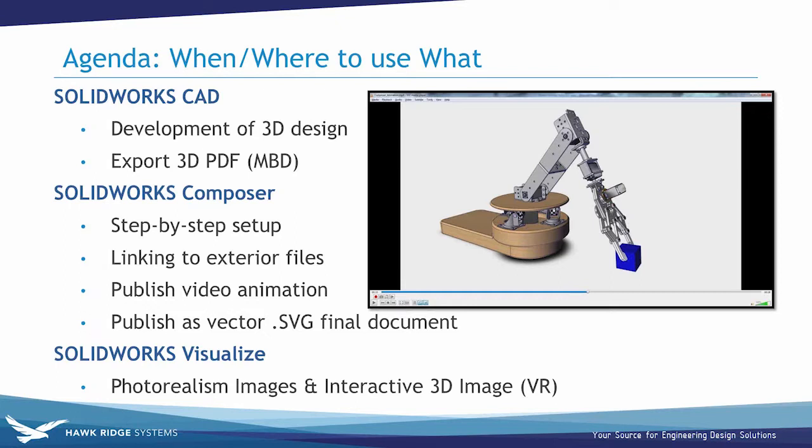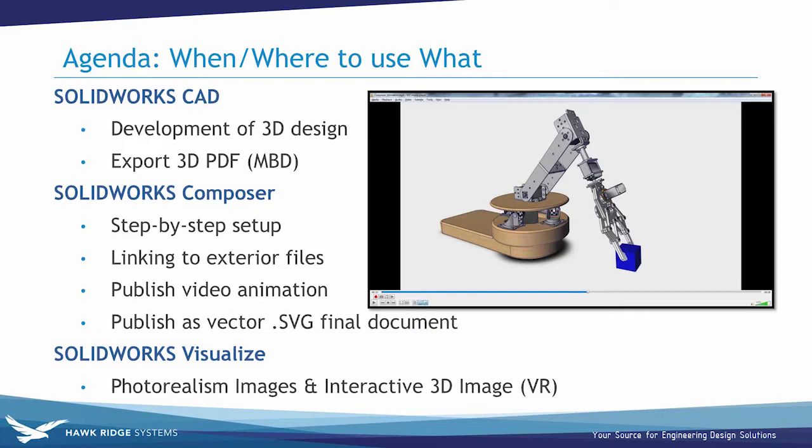Then we get into Composer. In Composer, this is where we do all of the step-by-step procedures. Composer is really good at that. That's what it's made for, to take the model and break it down into individual steps. We're also going to use Composer to link to not only Composer files, but exterior files, animations, and 3D PDFs. You can link to websites, SVG files, and different publications. We'll be showing that linking today, so that's a big one.